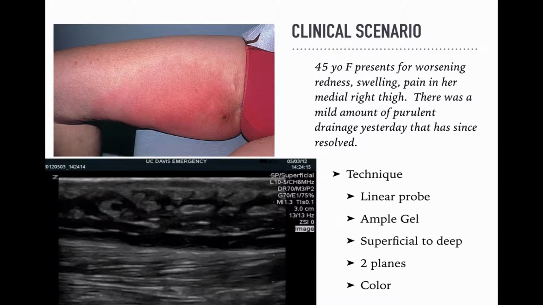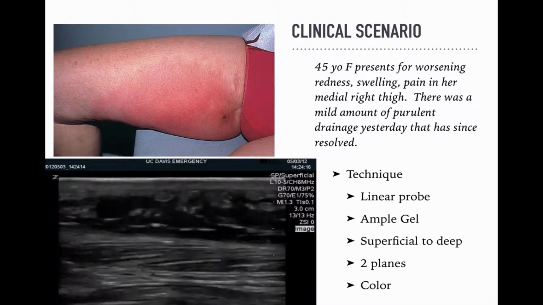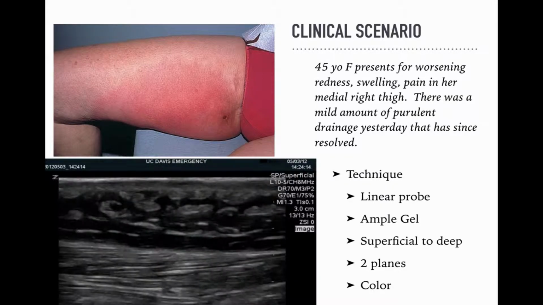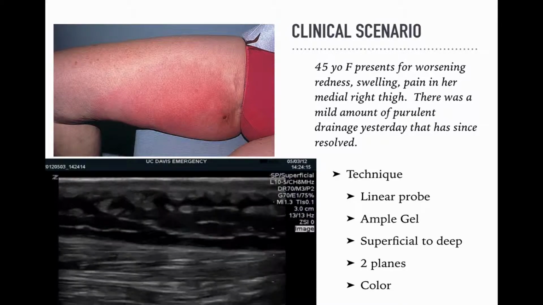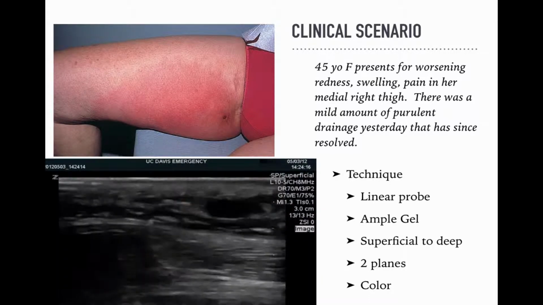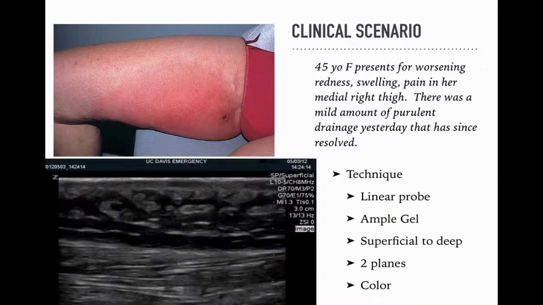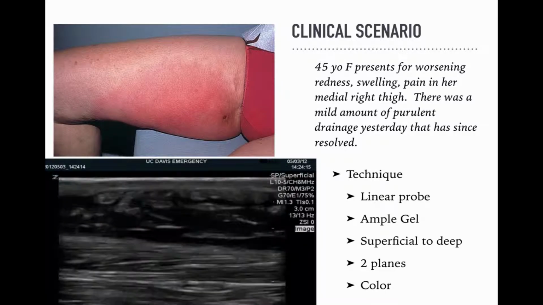And then what's the technique for doing this? You got to use a linear high-frequency probe, ample gel, because these areas are often tender for patients. You want to look at the superficial structures, but you also want to look deep because you don't want to miss an abscess or something like that. View everything in two planes, both longitudinal and transverse, again, because you don't want to miss an abscess. And then you also want to apply color. We'll talk a little bit more about why you do that.